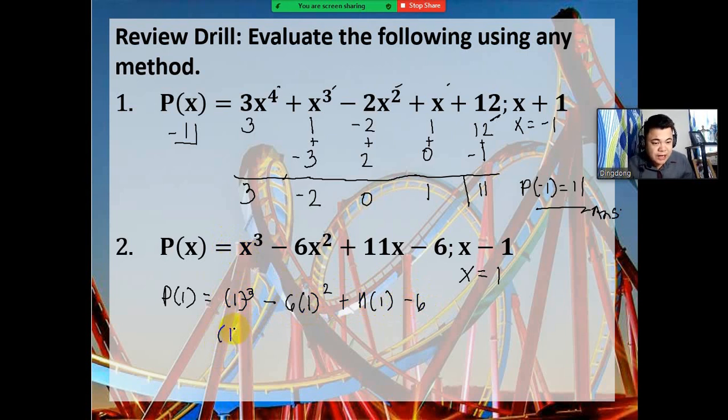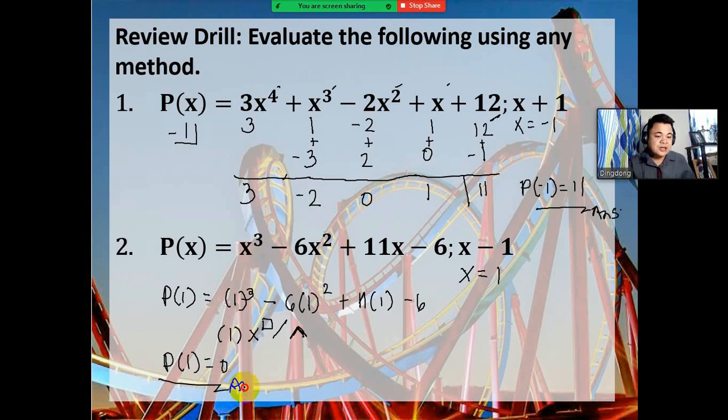So when you are entering the exponent, in some calculators the symbol for exponent is like this, and in some calculators it's like this. It depends on the calculator that you are holding right now. If you are able to get 0, that is the correct answer. So P of 1 is equal to 0.